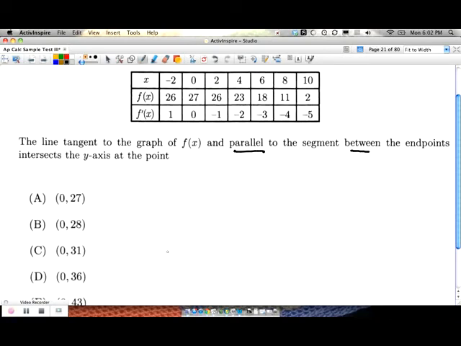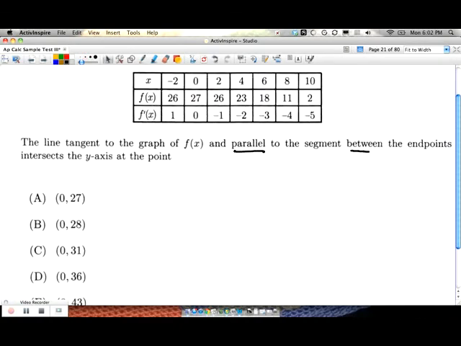Let's see if we're missing some words here. I feel like there's something there. The line tangent to the graph of f and parallel between the endpoints. Okay, well then let's talk about these endpoints. We got these endpoints here.